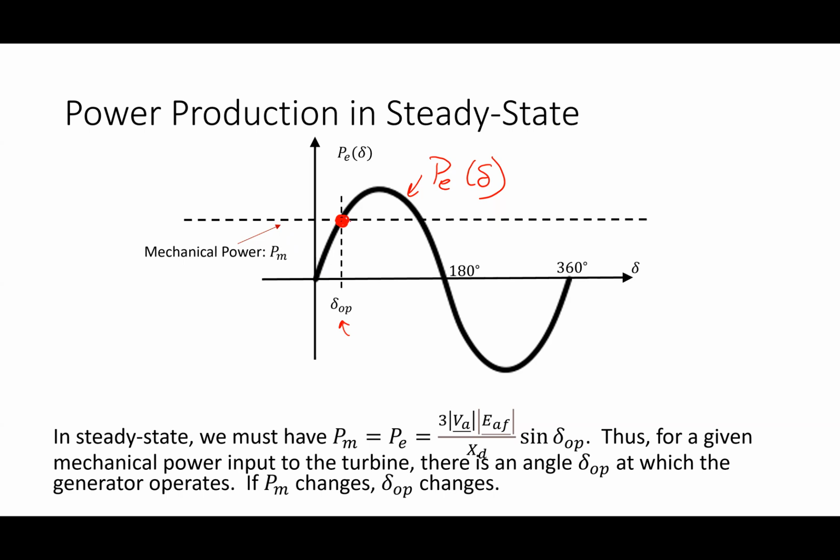Now, if I increase the power on the machine, let's say I increased it to here, what's going to happen to the angle delta? It's going to get bigger, right? And that means that rotor is going to spin forward a little bit. All right. What happens if I put mechanical power here?